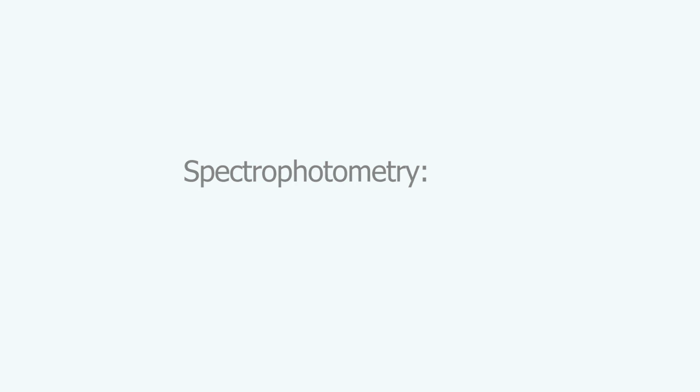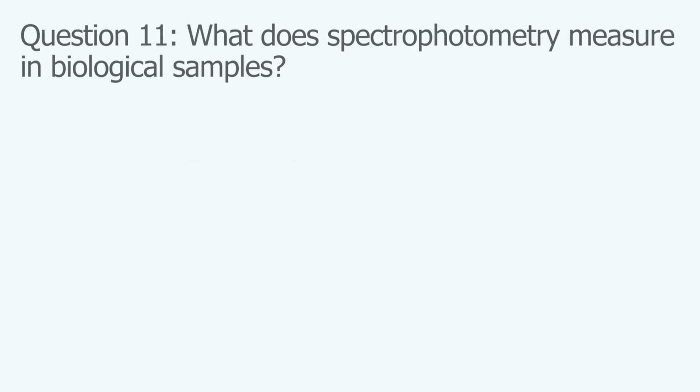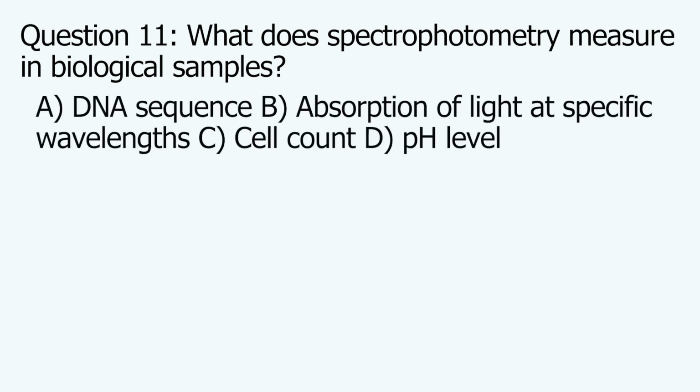Spectrophotometry. Question 11. What does spectrophotometry measure in biological samples? A. DNA sequence. B. Absorption of light at specific wavelengths. C. Cell count. D. pH level. Answer?